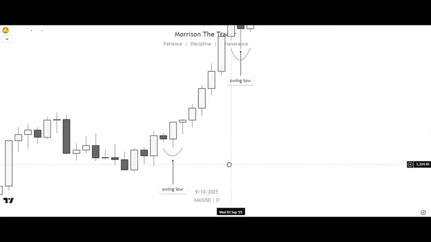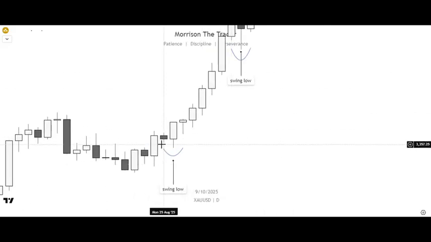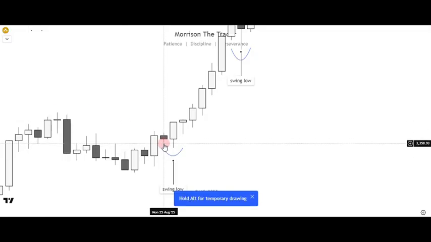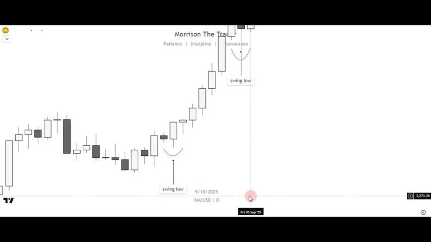Another example of a swing low: we have this candle right here. We have this candle's low right there, and this candle's low right here too, and then in the middle we have this candle's low right here, which is lower than these two candles. So it makes it a swing low.